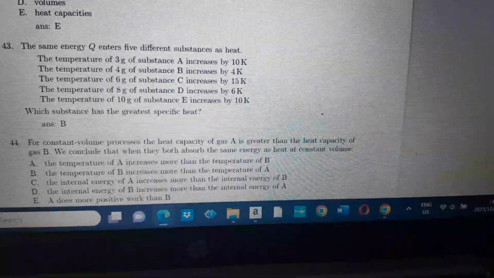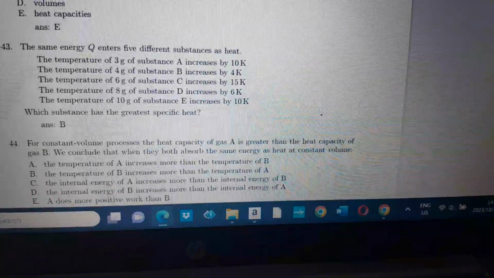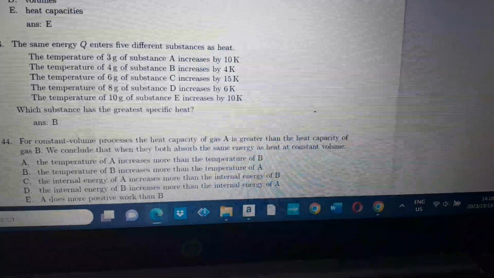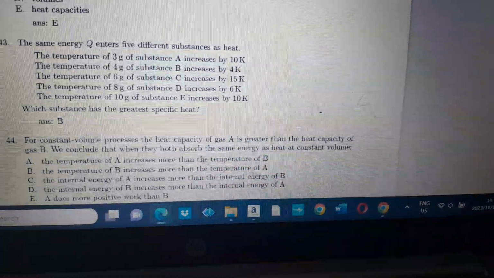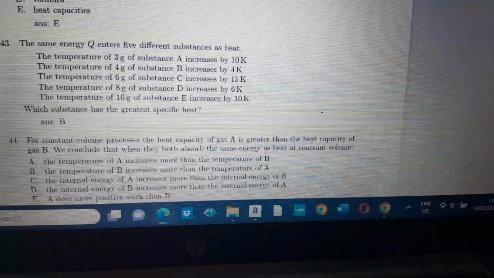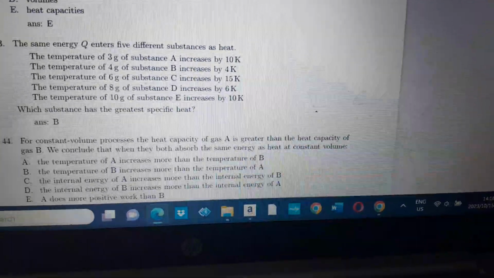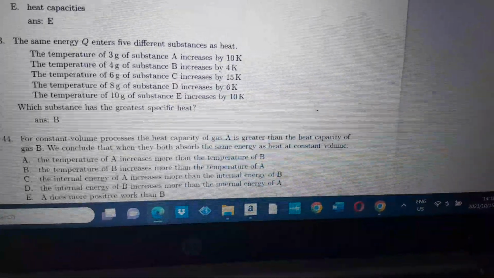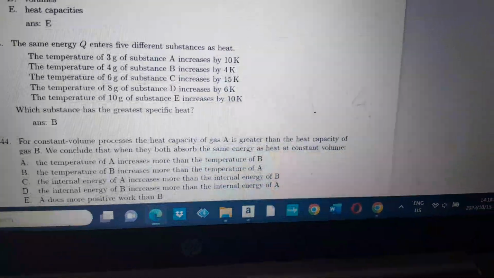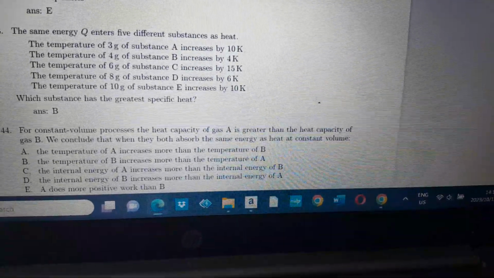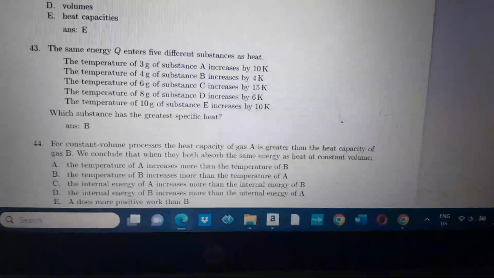The same heat Q enters 5 different substances. Which substance has the greatest heat capacity? B. The temperature of 4 grams of substance increases by 4 K.